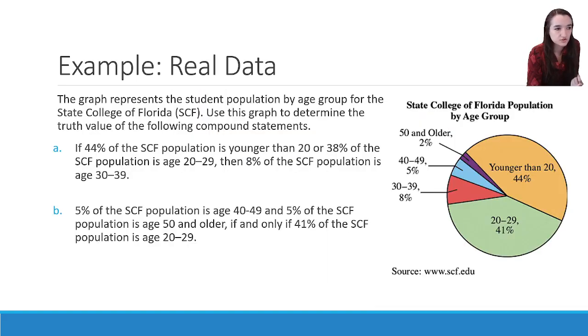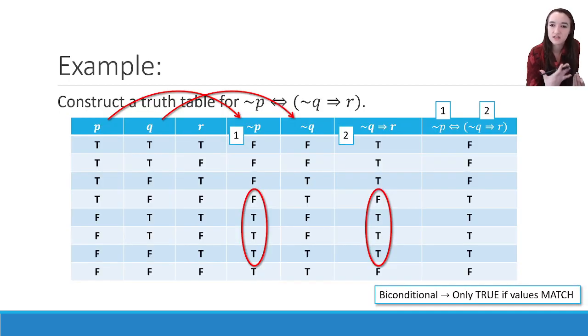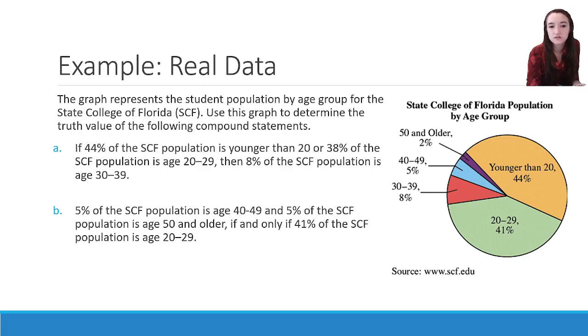Alright, so now we've seen some complex truth tables with 3 simple statements, etc. We can build them up. We know our basic statements that can help us get there. Now let's look at applying this to some real-world data. So this graph represents the student population by age group for the State College of Florida. Use this graph to determine the truth value of the following compound statements. Okay, so if 44% of the SCF population is younger than 20, or 38% of the SCF population is aged 20 through 29, then 8% of the SCF population is aged 30 through 39.